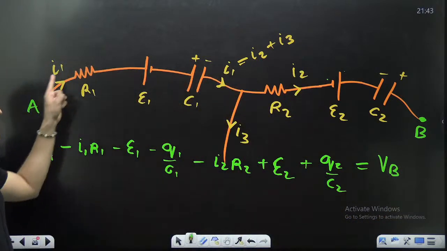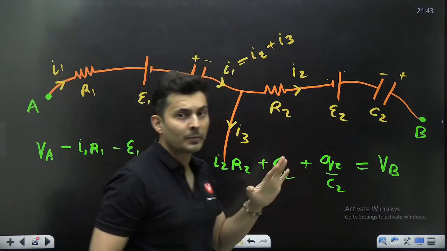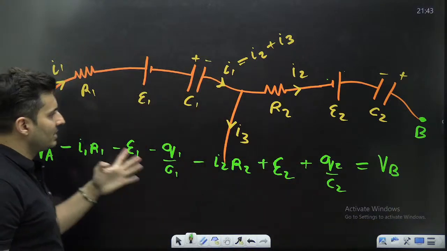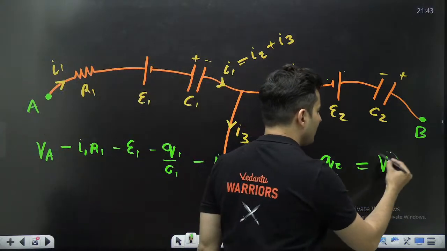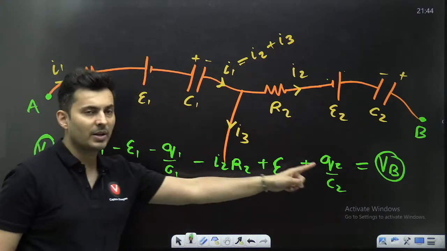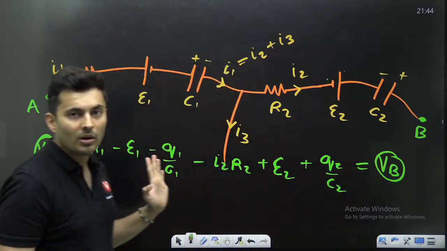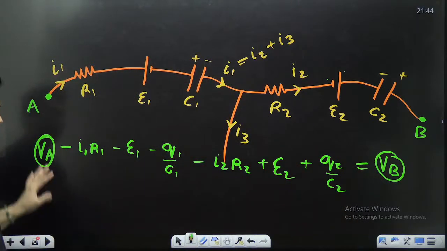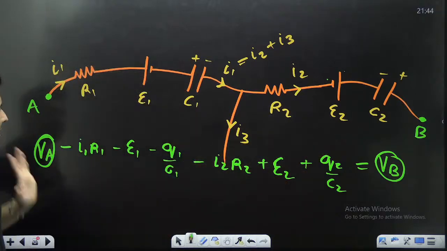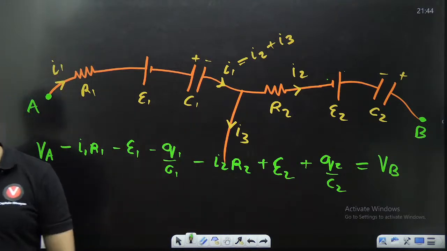So that's how you write Kirchhoff's voltage law equation when you go from one point to the other. By chance, if you come back to the same point, then what happens? This and this become the same. This and this become the same. So the sum of all these things becomes 0, if you come back to the same point, that is, point B is the same as point A. Otherwise, this is how the equation will look.